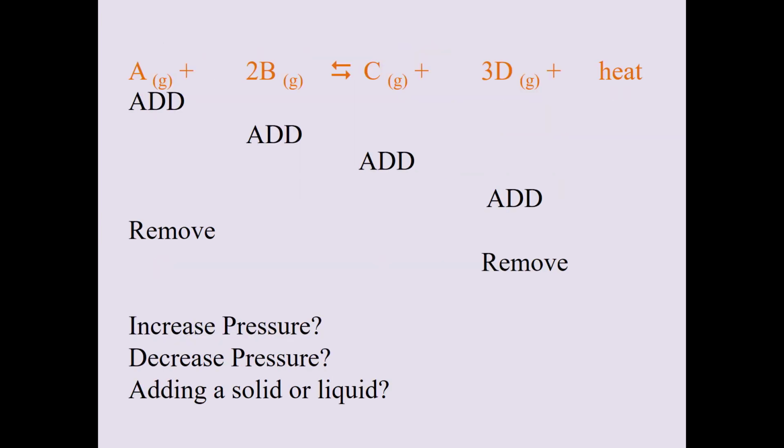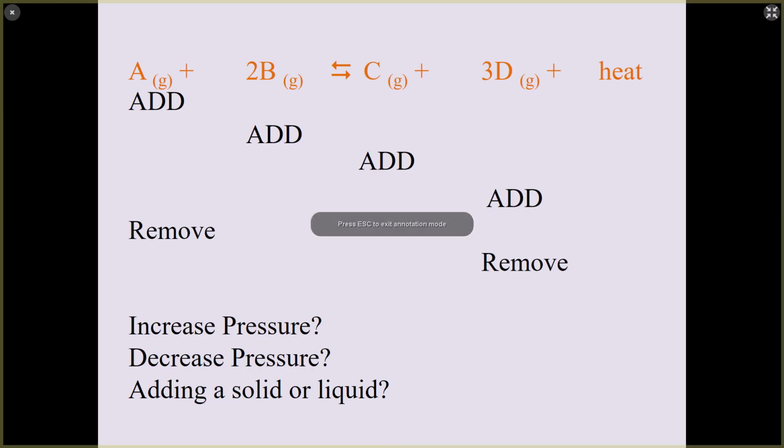So here's a generic equation. It's at equilibrium. I can tell that because of the arrows. And what I'm going to do is add certain chemicals to different sides, and then we're going to look at Le Chatelier's principle and see what will happen to the equilibrium. So that first one there, it says add A.